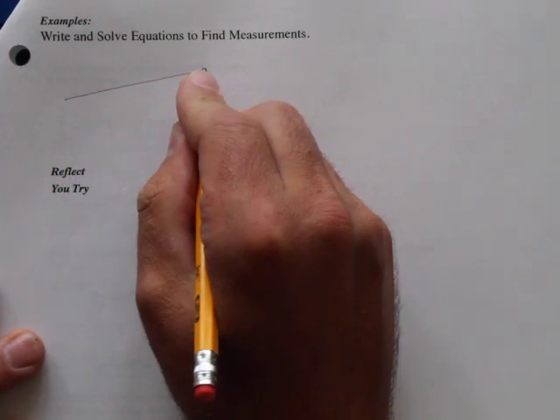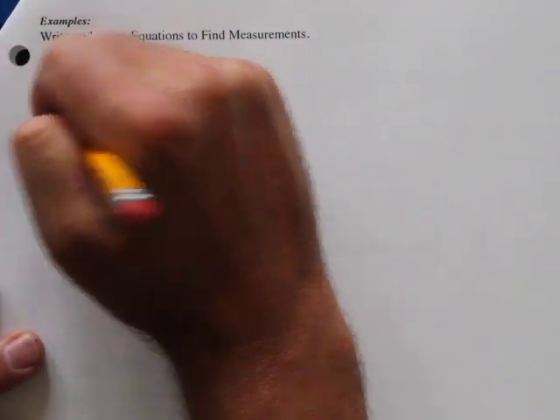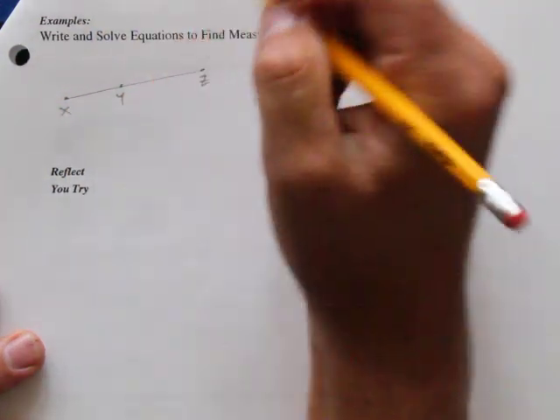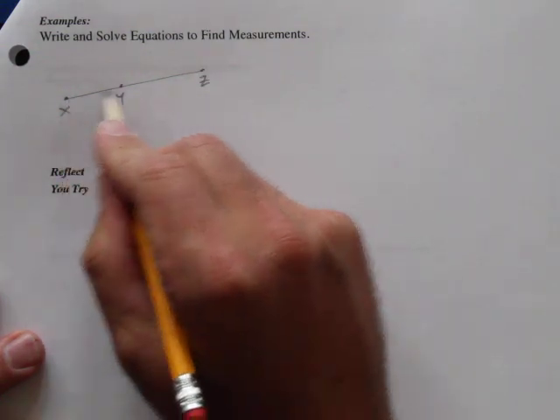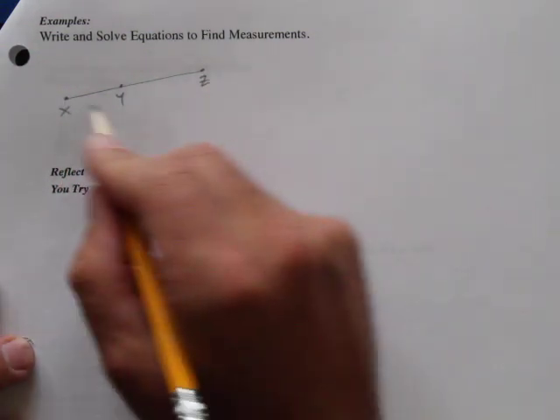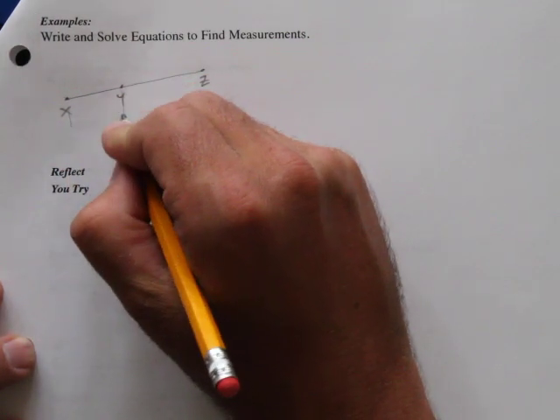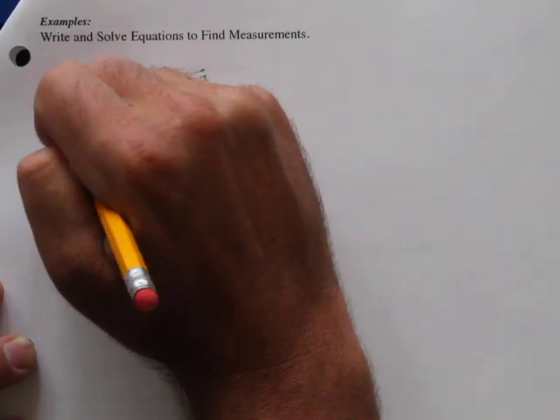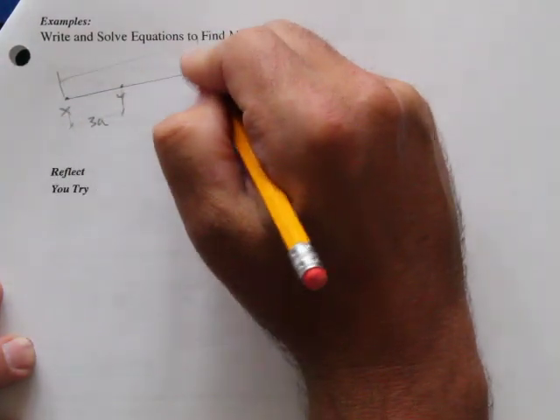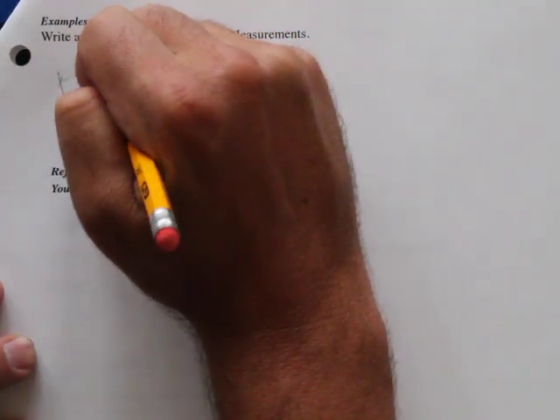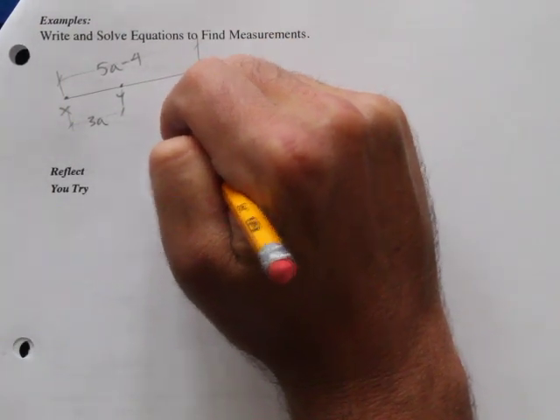Another line segment. See, you guys might be getting pretty good at drawing straight lines here. All right, this is X, Y, Z. So this is a line segment XZ, and X, Y, and Z are collinear points. Notice they're all in the same line segment there. Okay, XY is 3A. XZ is 5A minus 4. I want to know what is YZ.